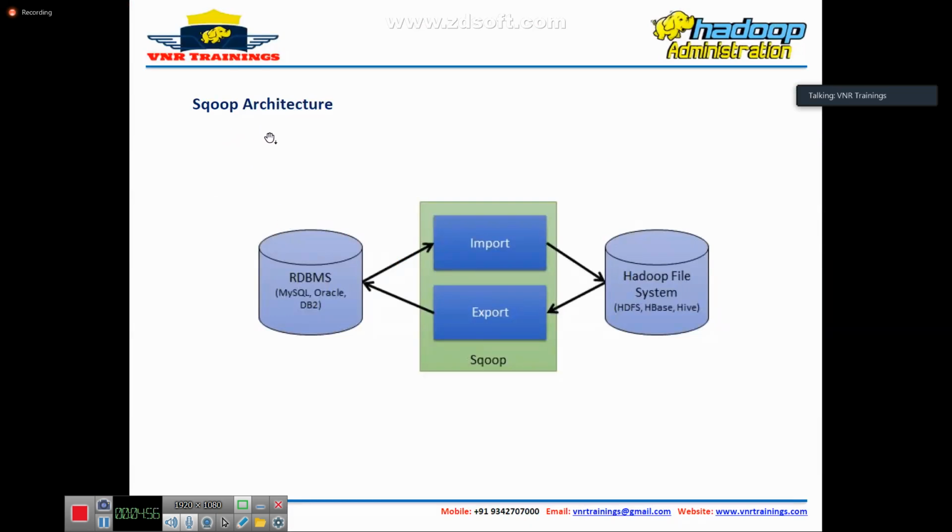And this is the Scoop architecture. You can import the data and you can export the data. From RDBMS, you can import the data to HDFS, or Hive or HBase, and you can export back also. So you can export the data from HDFS to RDBMS also. Perfect.